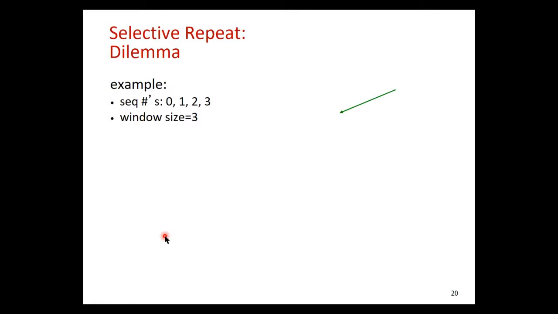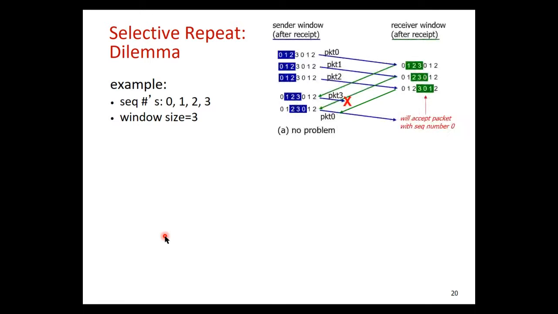Okay, so now let's look at this interesting case. Let's assume that I use 2 bits for my sequence number. So I'm going to have 0, 1, 2, 3, and then I will wrap around back to 0, right? I have only 2 bits. And let's assume that my window size is 3. Okay, let's look at this scenario.